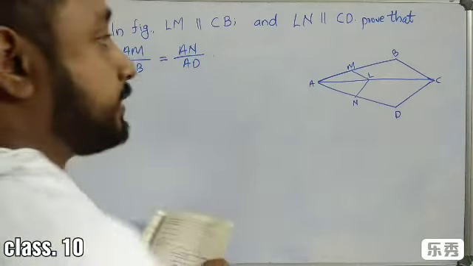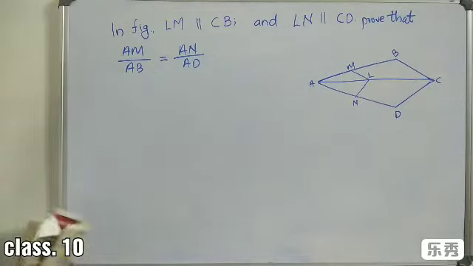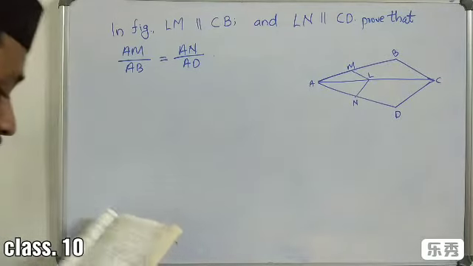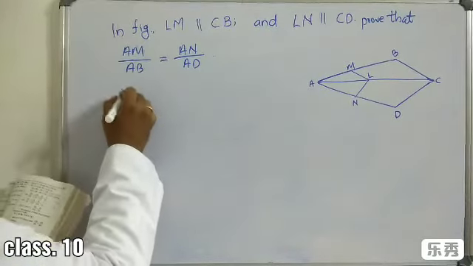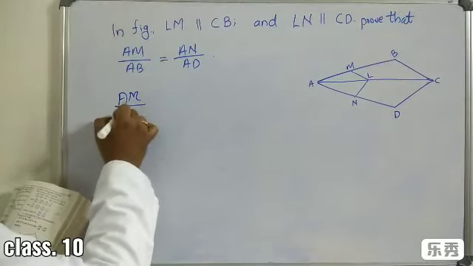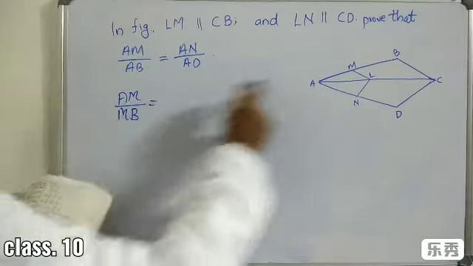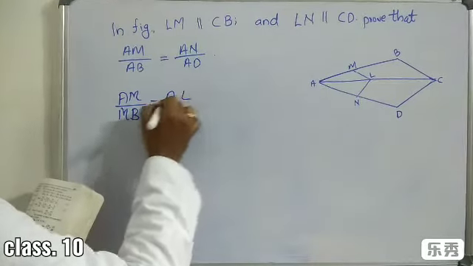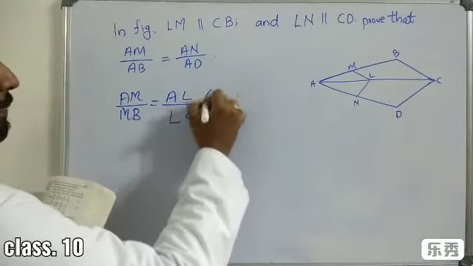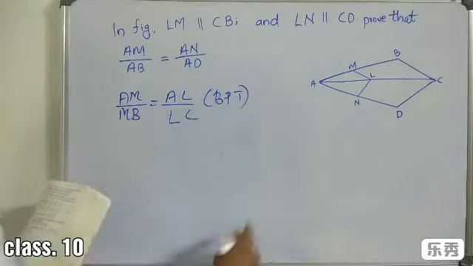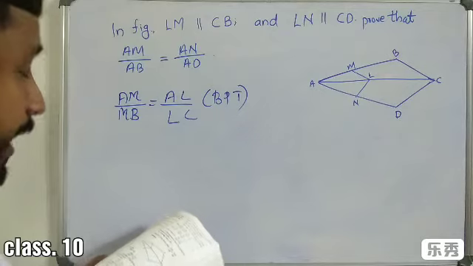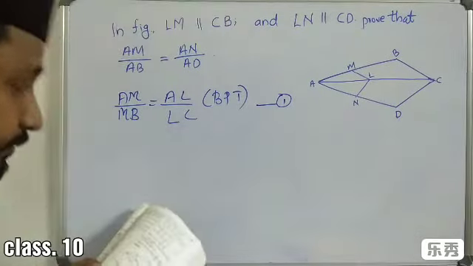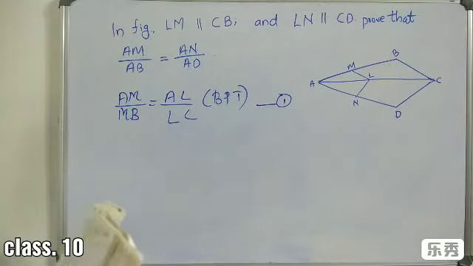First we can consider this triangle. LM is parallel to BC, so by BPT we can write AM by MB is equal to AL by LC. How to write the reason? By BPT. AM by MB is equal to AL by LC. This is equation number 1.